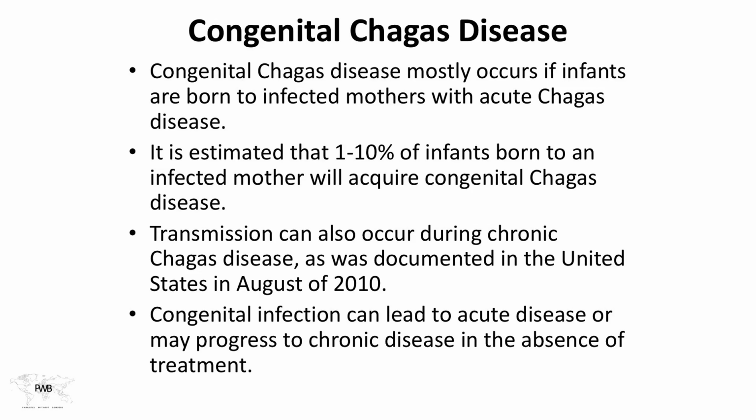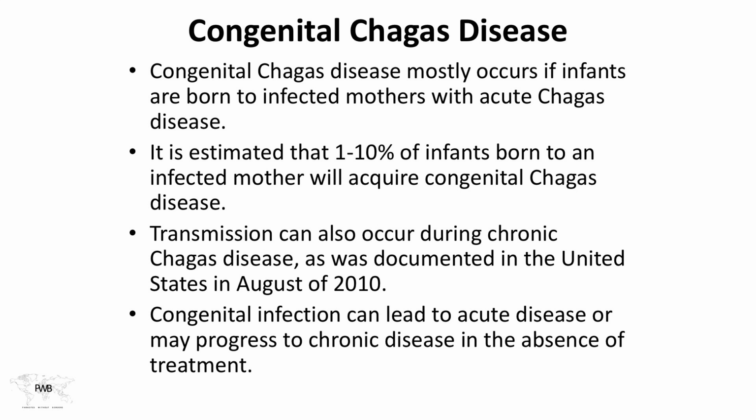Congenital Chagas disease. This is really something that we worry about in an acutely infected mother who's pregnant, right? And then it's going to go on to potentially transmit this to the child. It's estimated, and there's a broad range here, some say 1%, some say up to 10% of infants born to an infected mother can go on to acquire congenital Chagas disease.